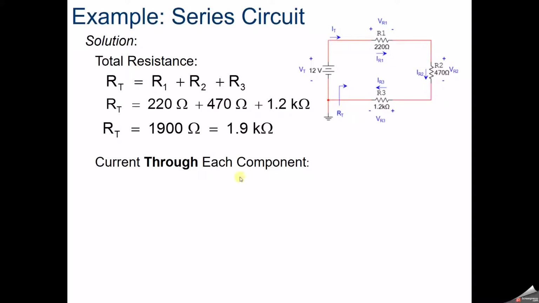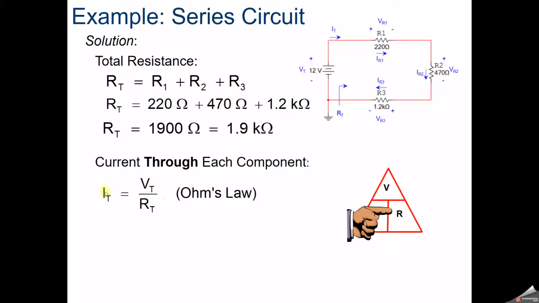We're then going to calculate the current. Now that we have the total resistance and the total voltage, since V equals IR, I equals V over R. So we take 12 divided by that 1900. Pay attention to your units as you're working through that. Move the decimal place 3 times, and we've got 6.3 milliamps. So the total current is 6.3 milliamps. And since this is a series circuit, the current here is 6.3, 6.3, and 6.3.